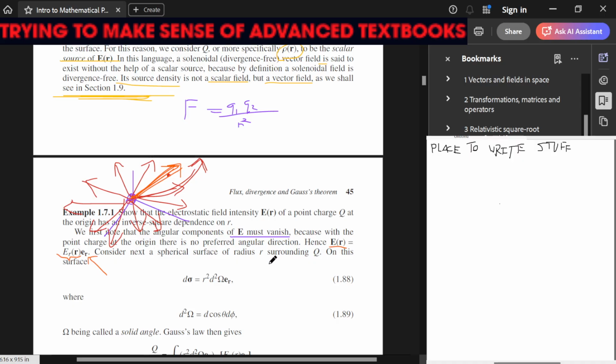Consider next a spherical surface of radius R surrounding Q. On this surface, oh my god, spherical coordinates. Spherical coordinates is an entire study session in and of itself, so I'll just take its word for it. I've done it before, but I forget all the specifics.